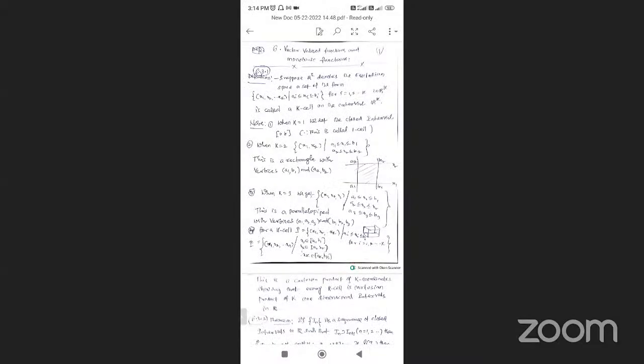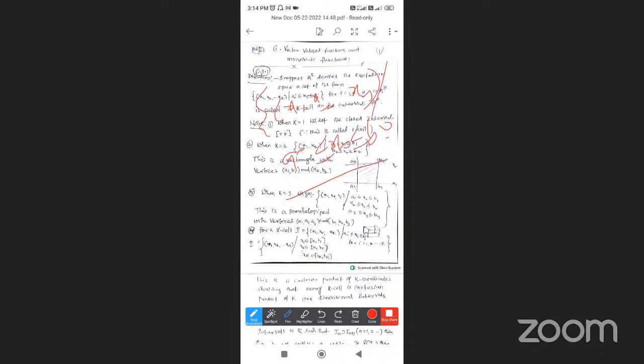Suppose this is the first page. Let R^k denote Euclidean space. A Euclidean domain is x = (x1, x2, up to xn) such that ai is less than or equal to xi is less than or equal to bi. This is called a k-cell in R^k.